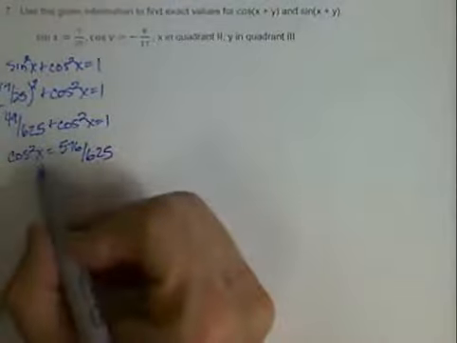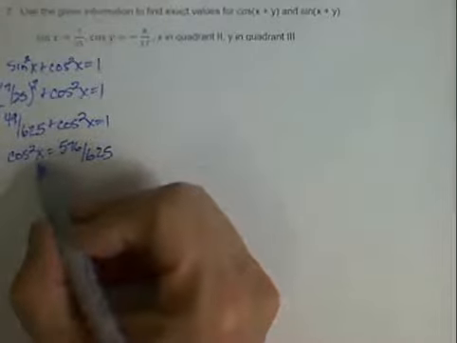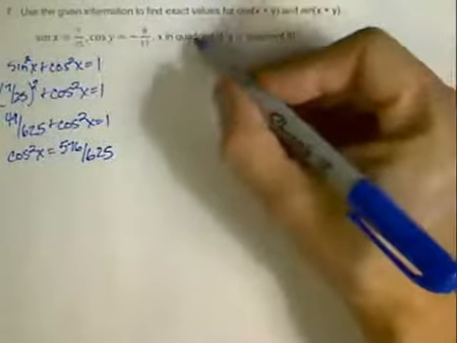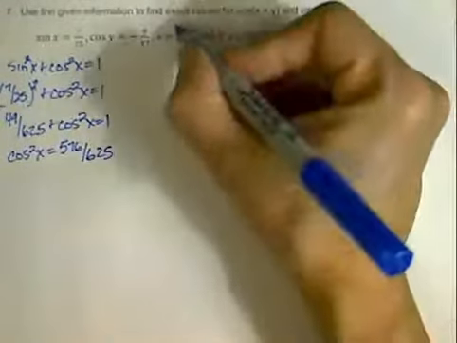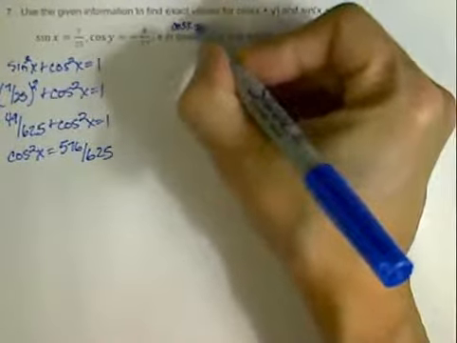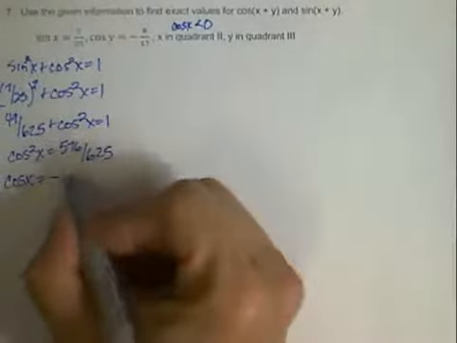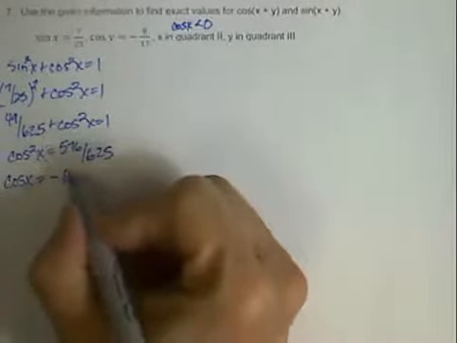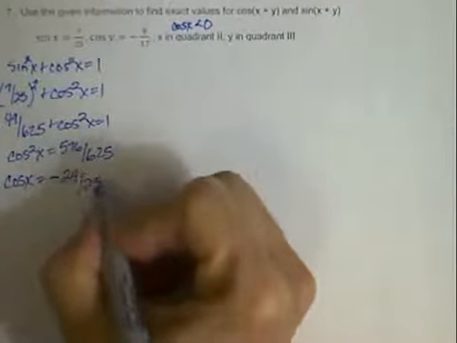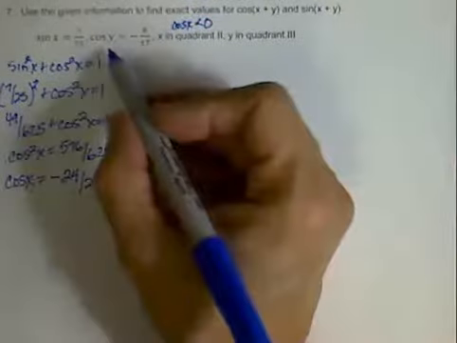Now we want to take the square root of each side, so we need to figure out whether cosine would be positive or negative. Up here it says that x is in quadrant 2. In quadrant 2, cosine is negative. That means we're going to take the negative value of our square root, and that would give us negative 24 over 25. Now let's do the same thing and find the sine of y.